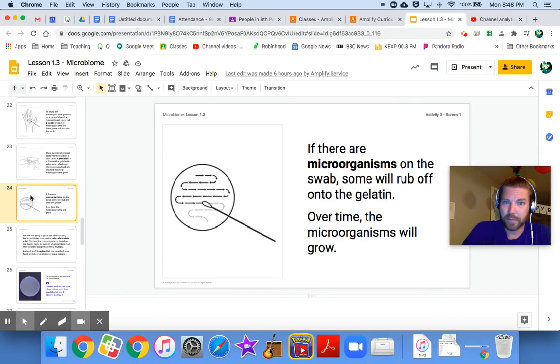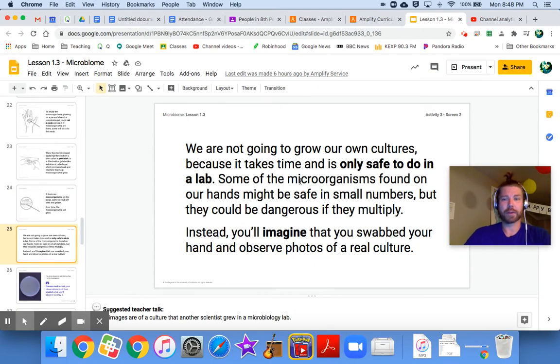If some of them fall off, over time, you're going to see some grow. You've got to give it time. You've got to let them grow. And it's not recommended that you try this at home because sometimes you might grow some bad microorganisms. We are not going to grow our own. Number one, it takes a while. And number two, it's just not safe to grow our own microorganisms in a non-lab environment. So let's imagine that we did.